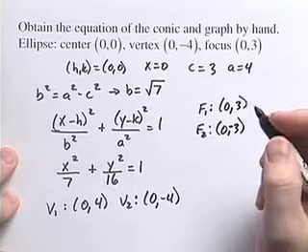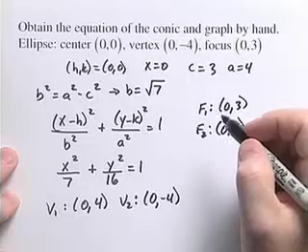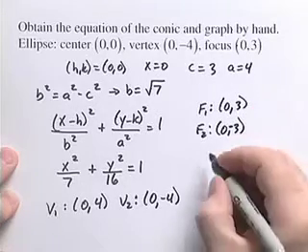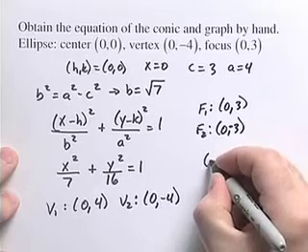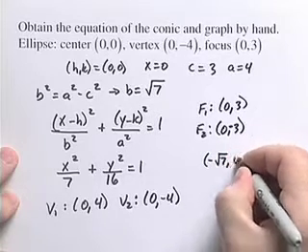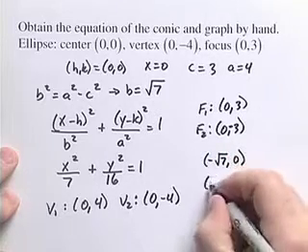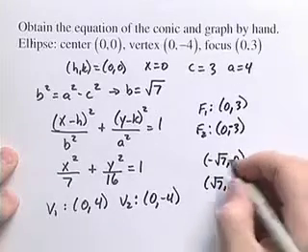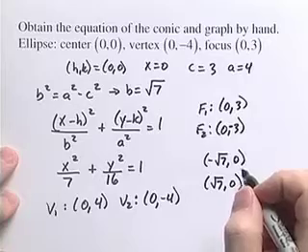Then finally, we can use the value of b. Since b is the square root of 7, we can get 2 points that are to the left and right of the center. So 2 more points on the graph will be (negative square root of 7, 0) and (the square root of 7, 0). These would be 2 points that are on our minor axis.